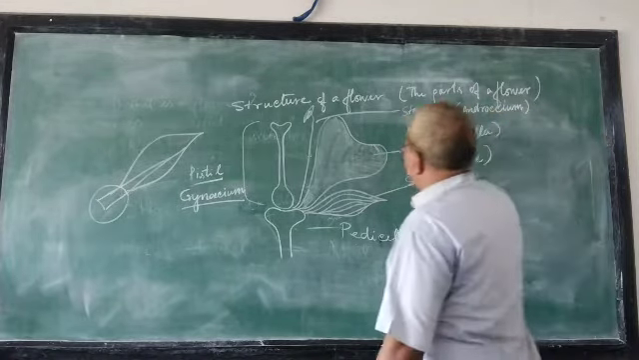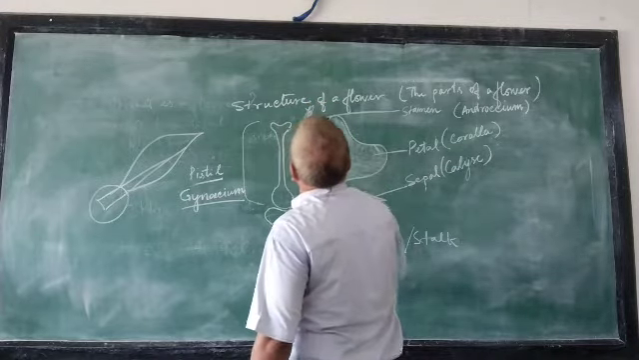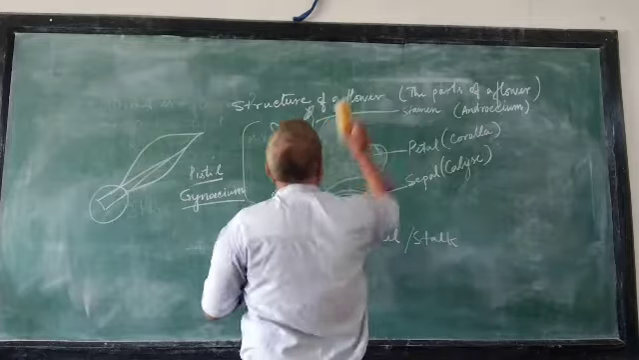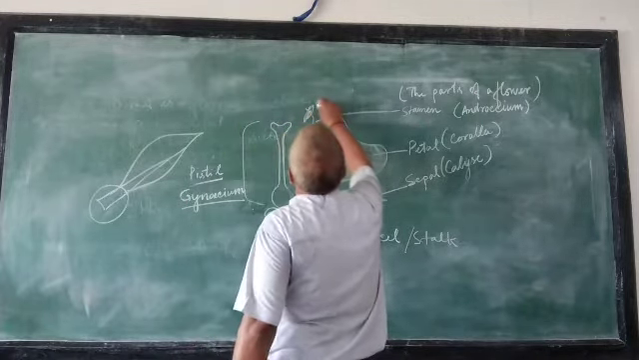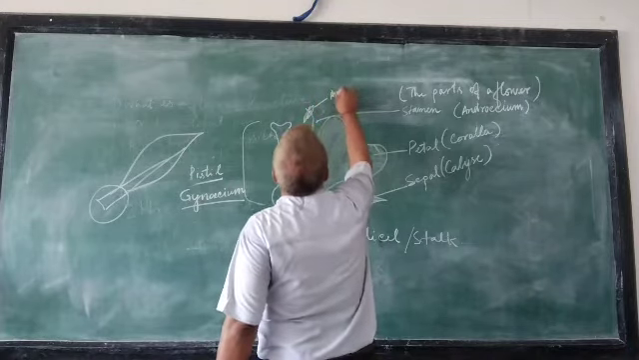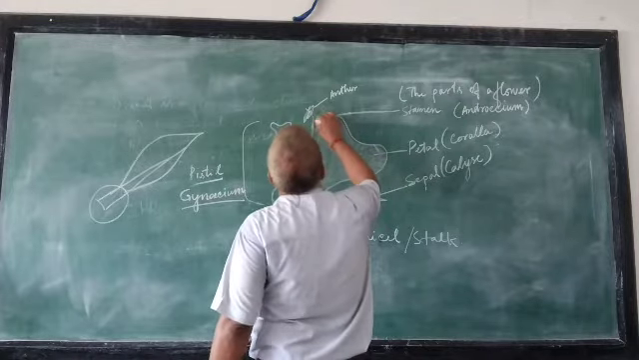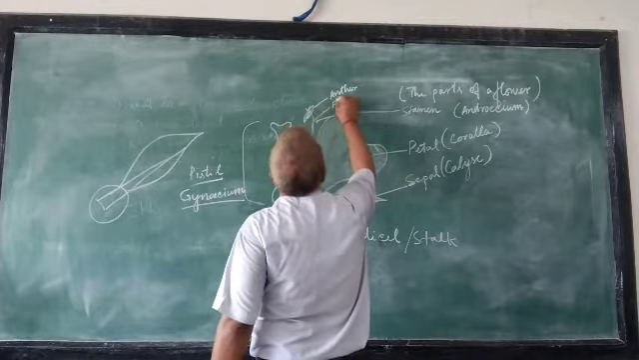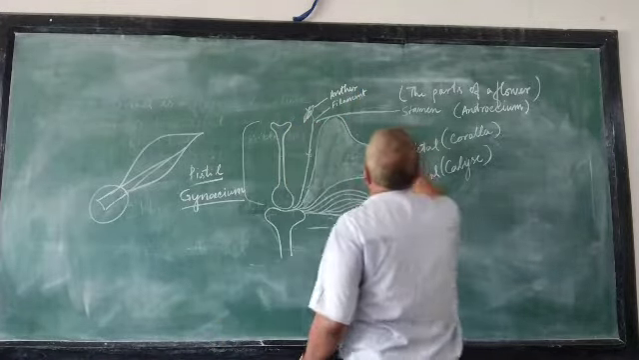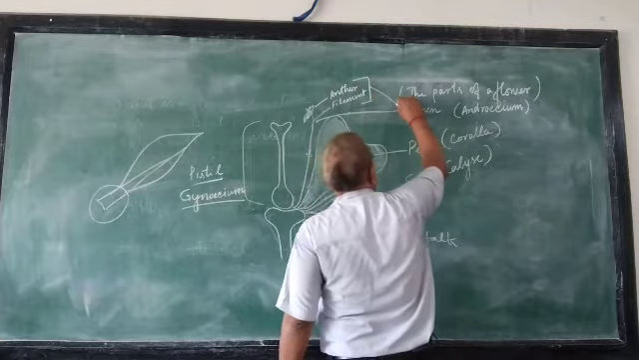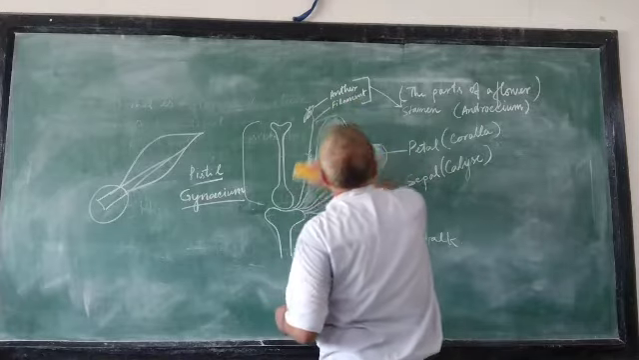And this is stamen, you see. Here you see one part and this one is another part. So, this lobe-like structure is known as anther, and this thread-like structure is known as filament. The anther and filament together make the stamen. Is that clear to all of you?